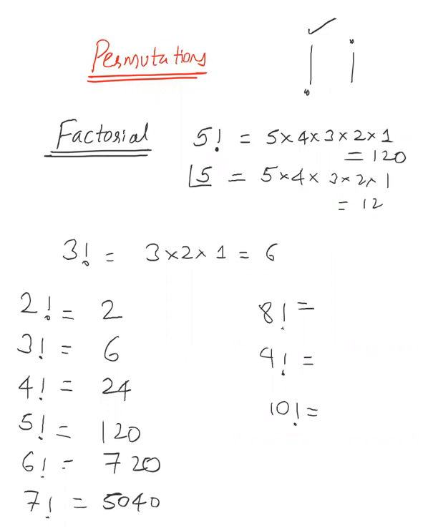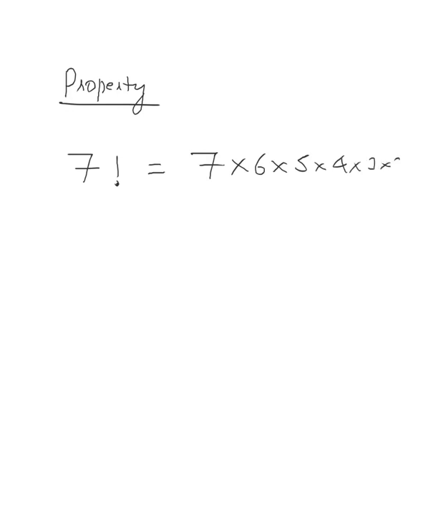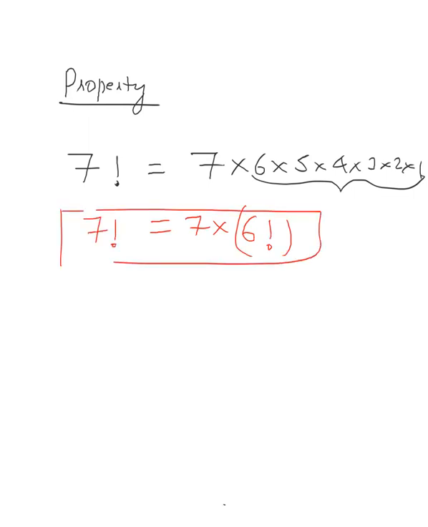So one thing I want to tell all of you, some properties of factorial that are very important. I will discuss with you now. One very important property which is very useful is that if you want to calculate 7 factorial, that is equal to 7 into 6 into 5 into 4 into 3 into 2 into 1. So basically this is 6 factorial, is it? So that is equal to 7 into 6 factorial. That means if you know 6 factorial, you can easily find 7 factorial.